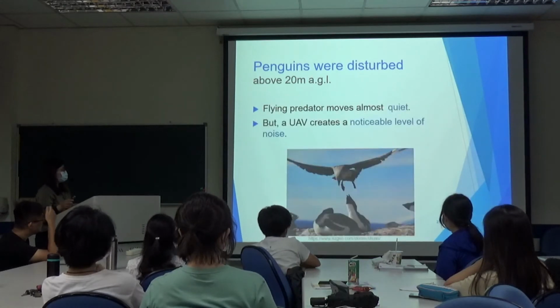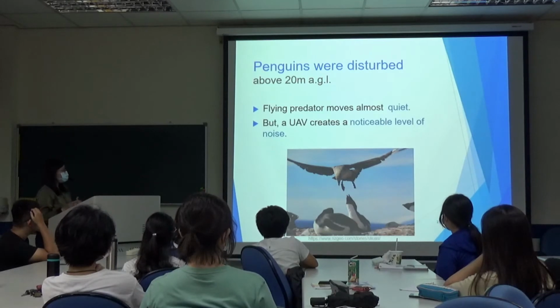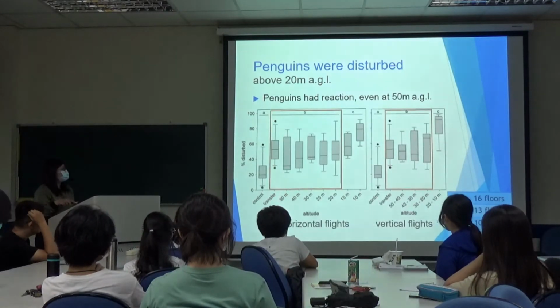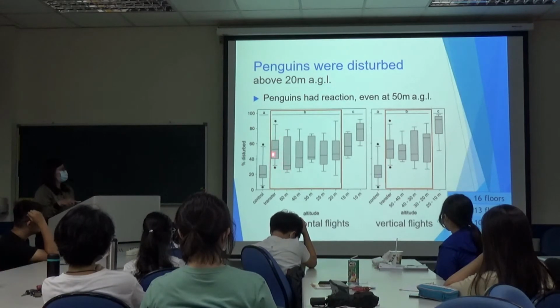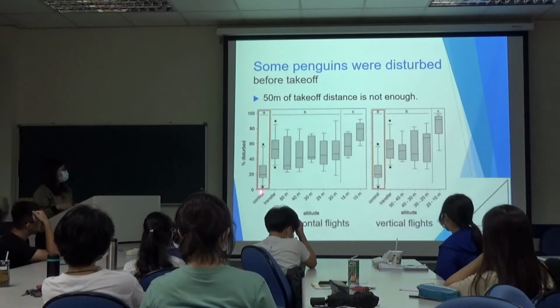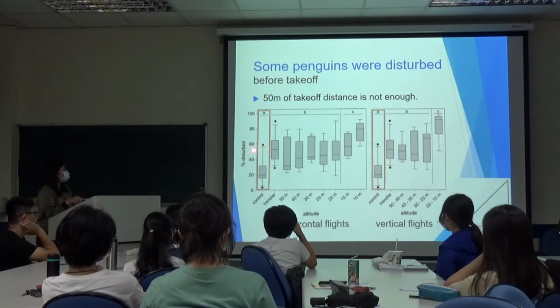The reason is flight predators like skuas move the most quietly, but a UAV creates a noticeable level of noise. So penguin will respond to this unknown sound. So even at 50 meters, the disturbance level was such that penguin still has reaction. And in control, we can see penguin still was disturbed. That means the 50 meters of takeoff distance is not enough.